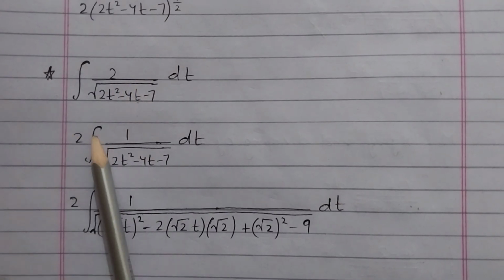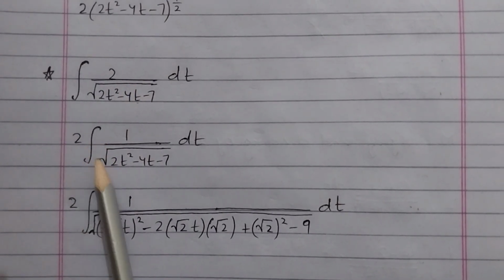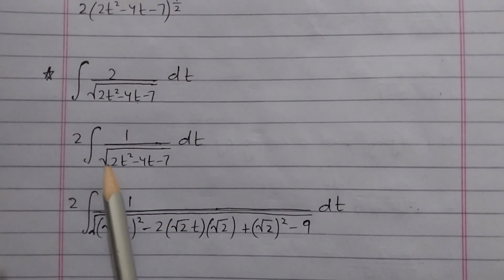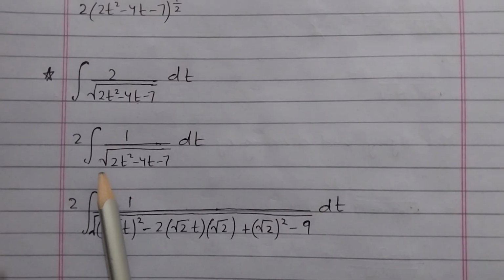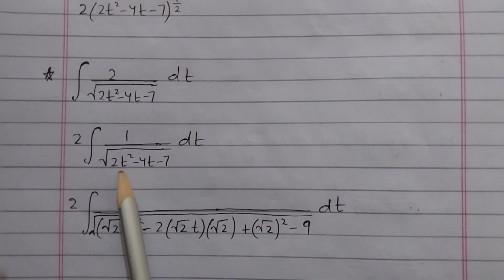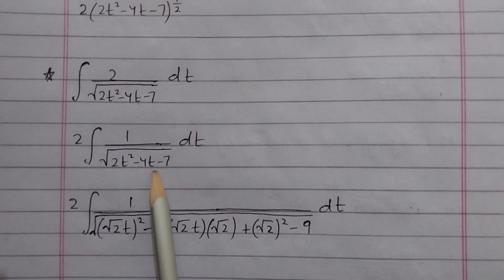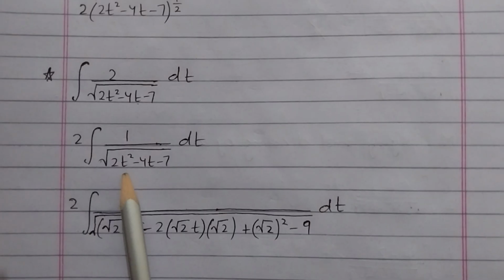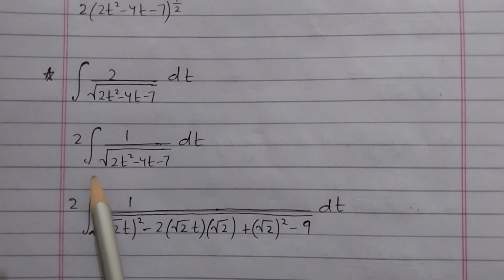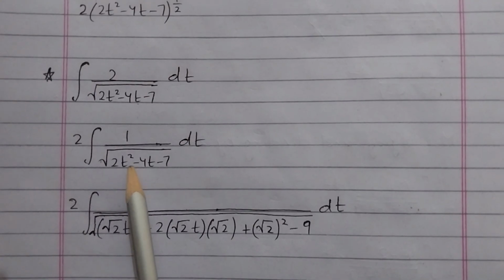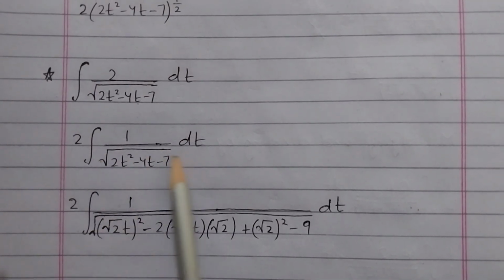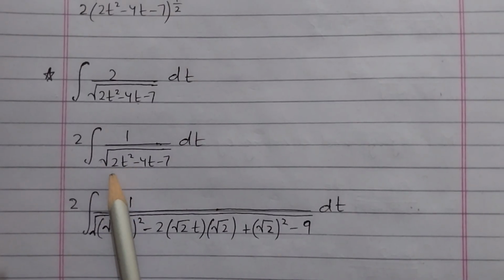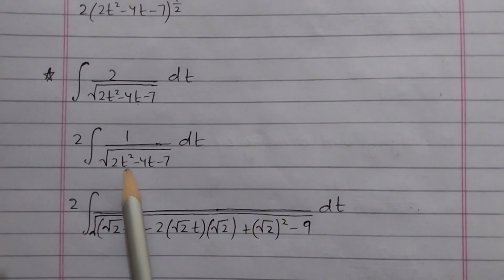So this 2 can be moved outside the integral, so I am moving this outside. So this becomes the integral of 1 over the square root of 2t square minus 4t minus 7, and we can see that under the root we have a quadratic expression, but this quadratic expression isn't factorizable. And even if this was factorizable, it would be of no help to us because we couldn't have used the partial fraction resolution, because there's a square root over this expression. So we need to think of some other strategy, and the strategy which can be used here is basically completing the square.